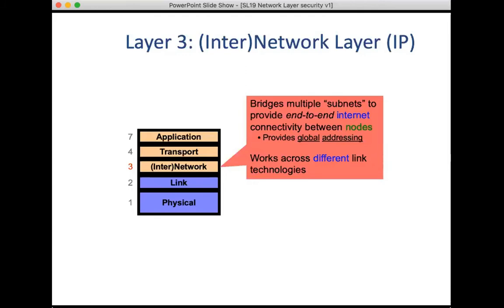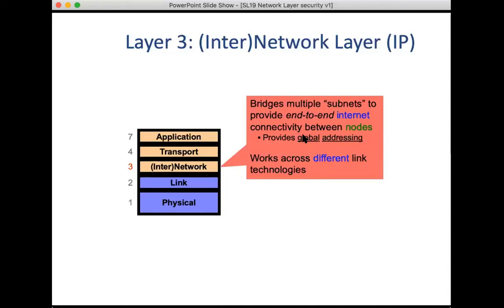Okay, this IP layer is nothing but the inter-networking layer, right? Because it connects different subnets. It sits over the link layer, and bridges multiple subnets to provide end-to-end internet.